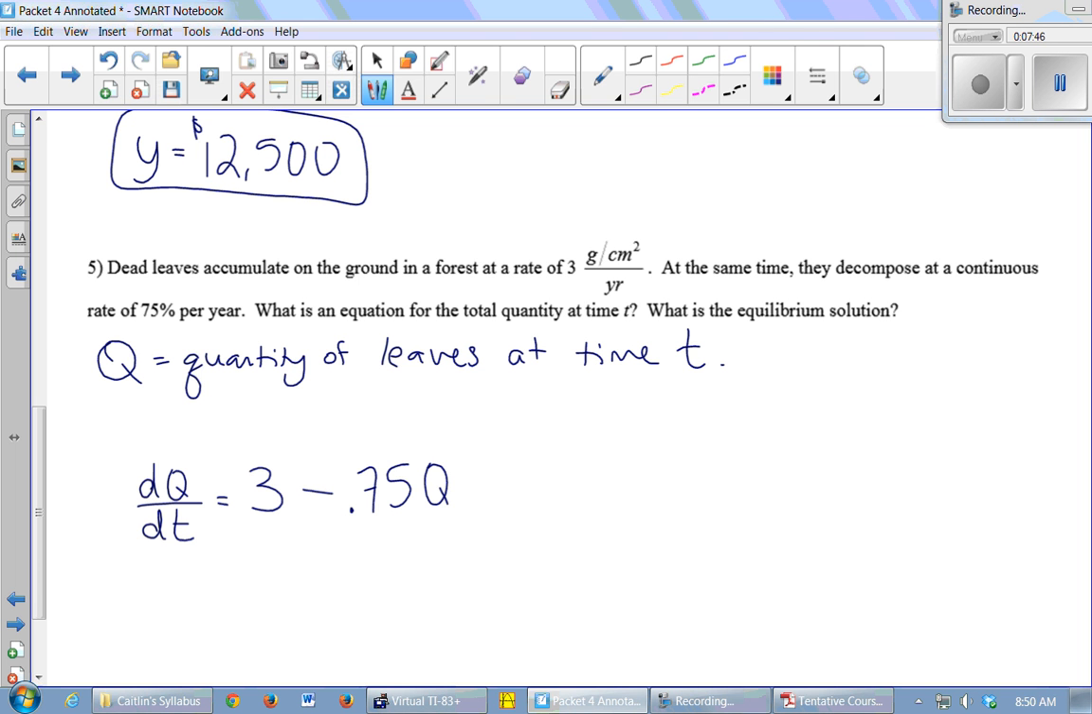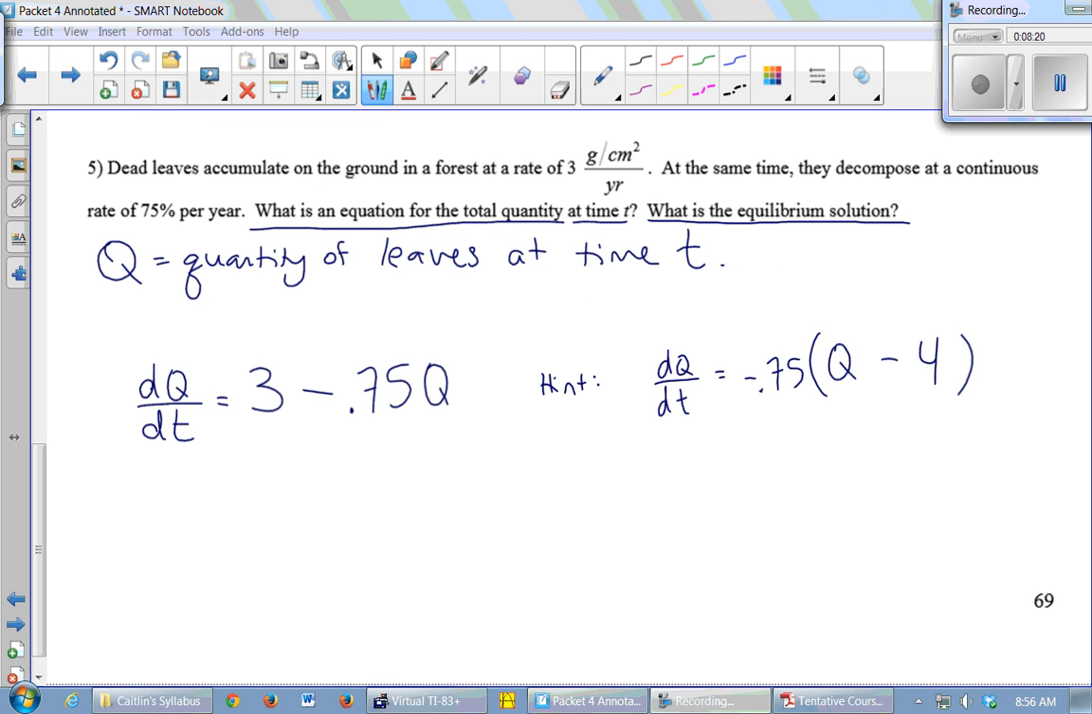Okay, so they asked for an equation for the total quantity at time t, so I think that means I'm supposed to solve this. I think you should take a couple minutes and practice your separation of variables technique and solve it. And also you can try to find the equilibrium solution. What quantity of leaves will just eventually make it so that the amount of leaves on the forest floor is always the same.